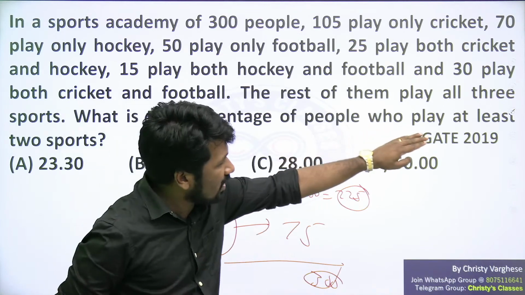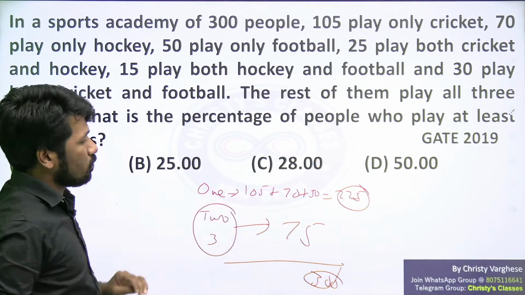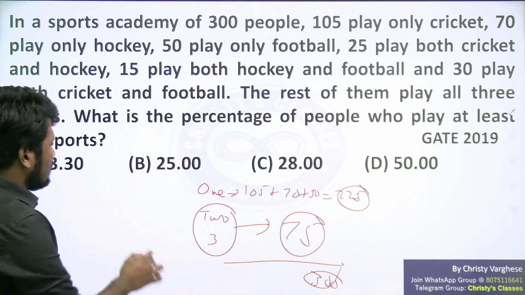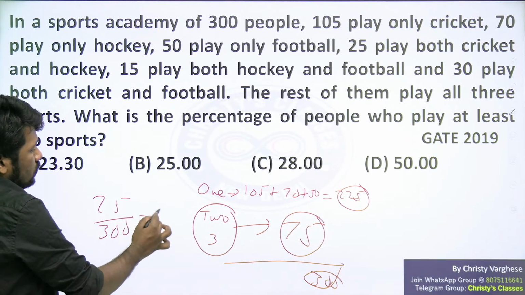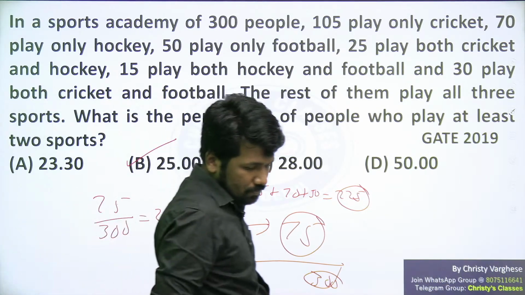Only when you read the last part of the question, we understand that that is what you need to find. At least 2 sports. So 300 minus 225 directly, this is 75. That 75 out of 300 you just have to find. That is 1/4. 1/4 is 25%. Is this clear, all of you? Please respond.